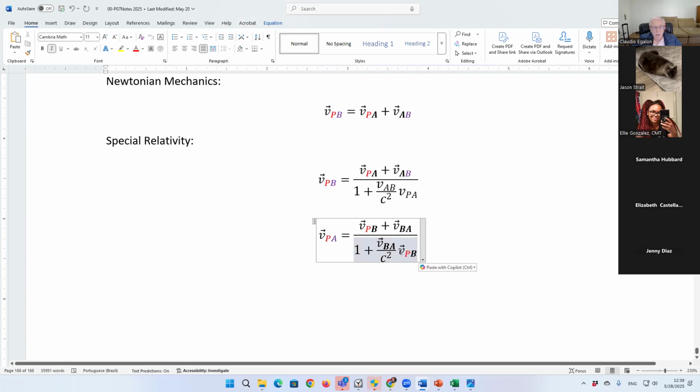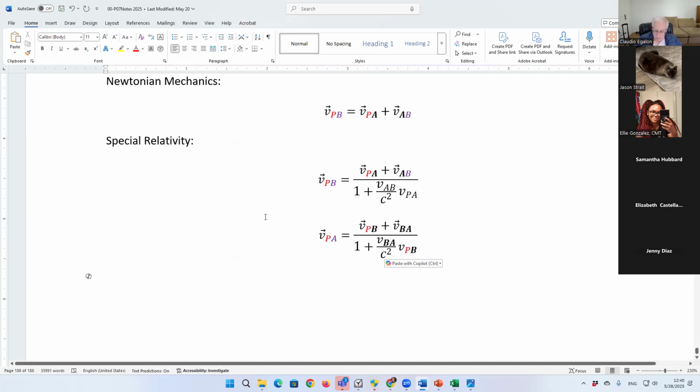The only difference is that we do not have the vectors, right? Is that easy enough to memorize? If you know what's upstairs, you will know what's going to be downstairs, because the c squared is always there. The only thing that changes are those two velocities here, those two speeds.